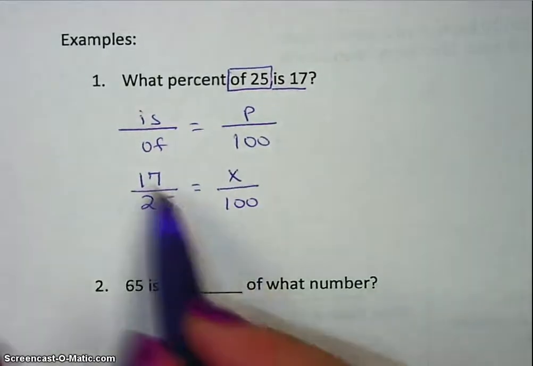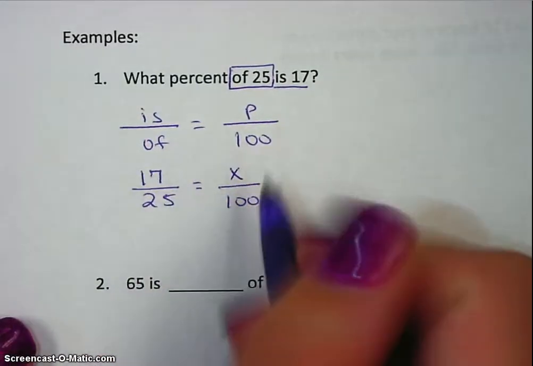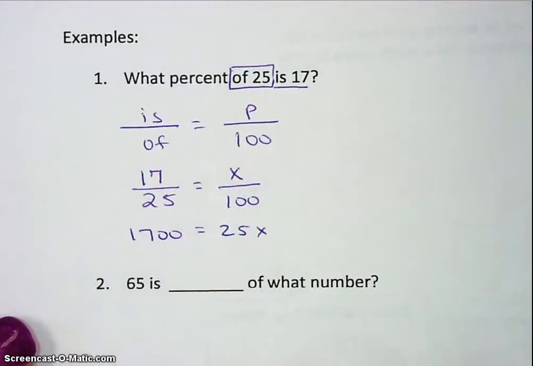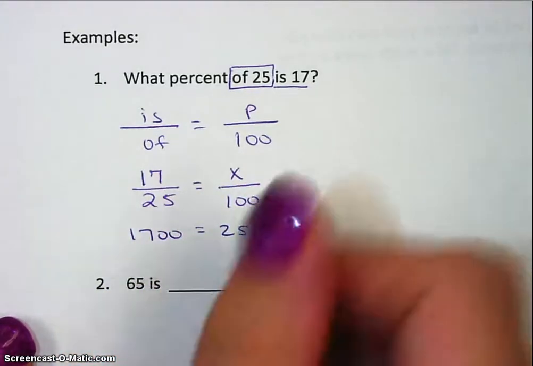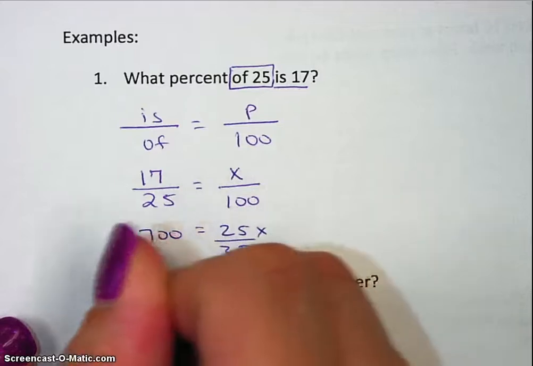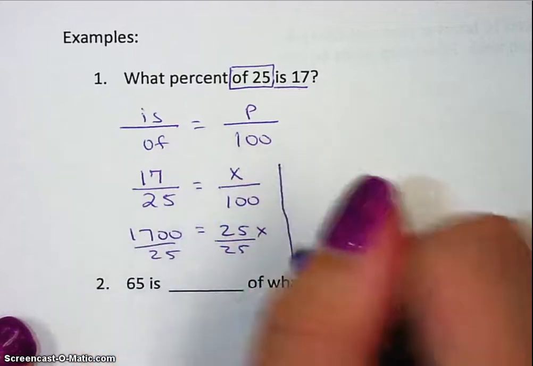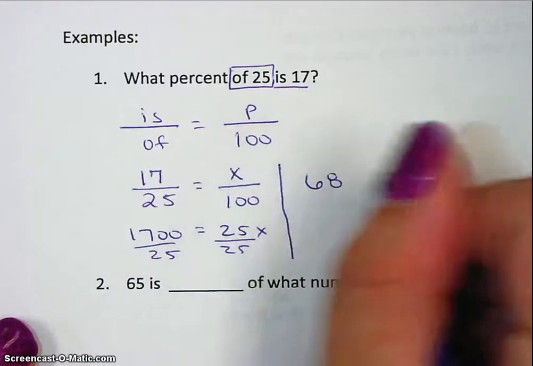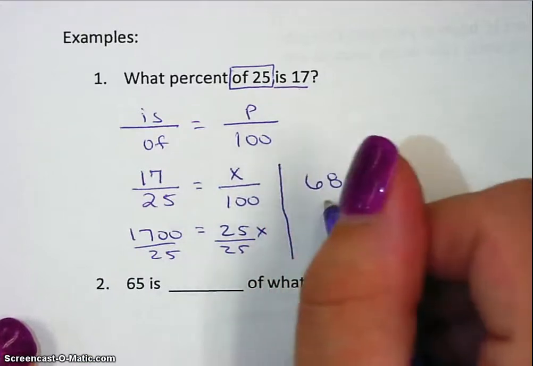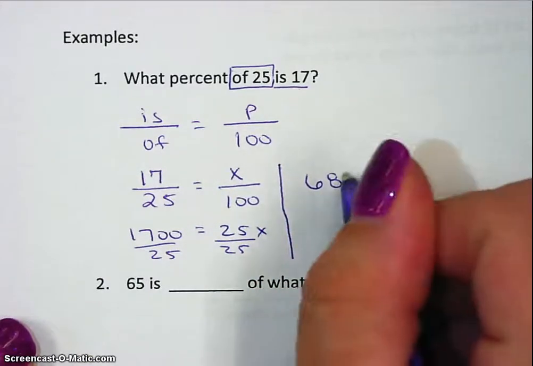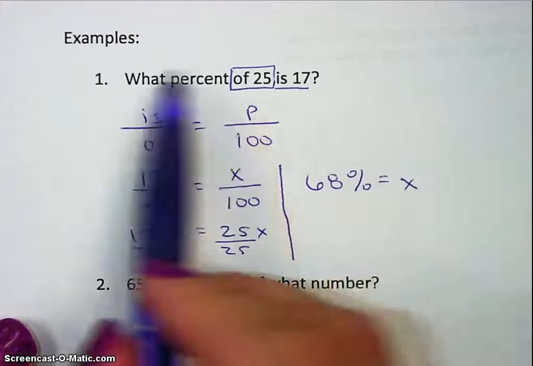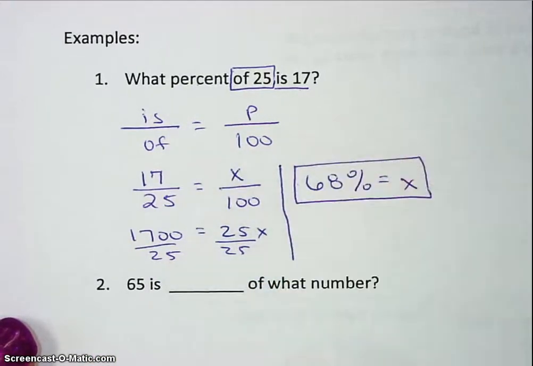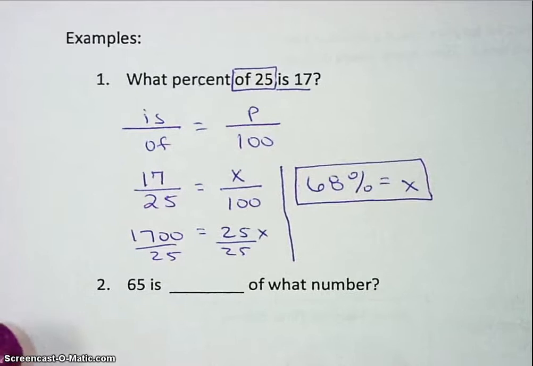Now this is just a proportion, so we're going to cross multiply. So 17 times 100 is 1700 equals 25x. Divide by 25. So when we solve this, 1700 divided by 25 is 68. Now be careful, this isn't just 68. This is 68%. It said what percent? 68%. So that is our x, 68%. You have to have the percent sign.